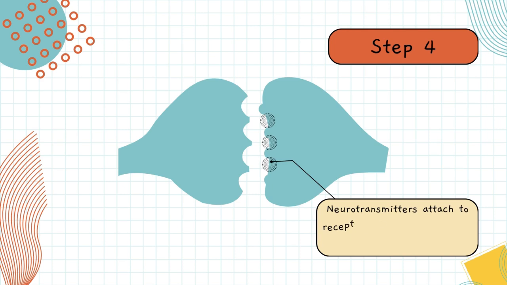Step 4. Neurotransmitters attach to receptors on the postsynaptic membrane.